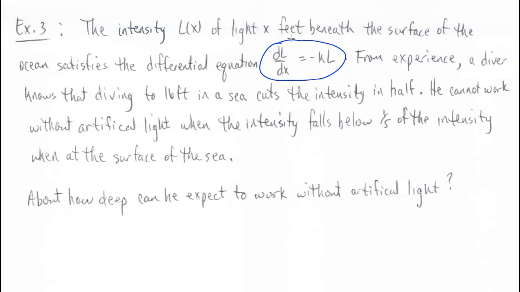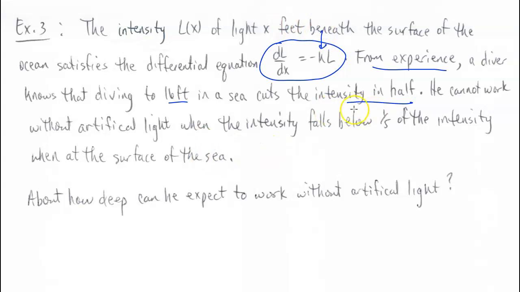We cannot work with artificial light when the intensity falls below 1/5 of the intensity at the surface of the sea. So that's the other piece of information that we're given. So we want to know how deep can he expect to work without artificial light? So the first piece of information, from experience, the diver knows that diving 16 feet cuts the intensity in half, that's given to us so that we can actually find our value k.